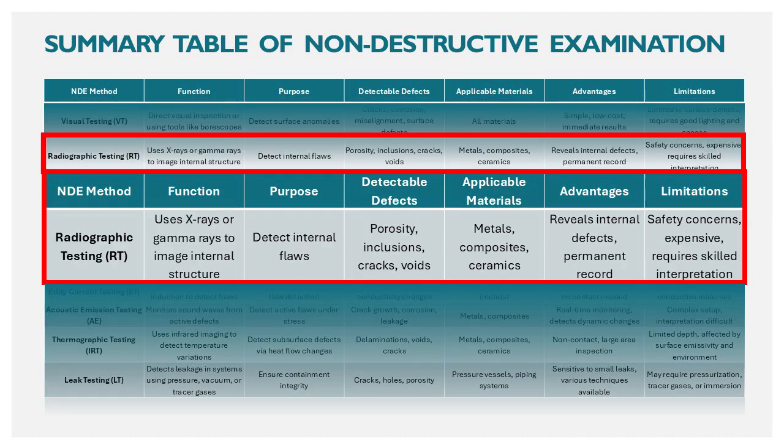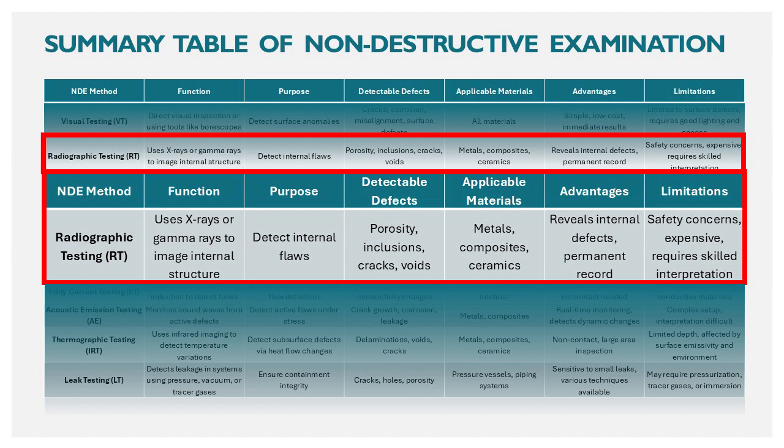Radiographic testing or RT method. The function of radiographic testing or RT is that it uses X-rays or gamma rays to penetrate materials and capture internal images on film or digital detectors. The purpose of radiographic testing or RT is to detect internal flaws without damaging the component. Detectable defects by using radiographic testing or RT include porosity, inclusions, cracks, voids, weld defects.